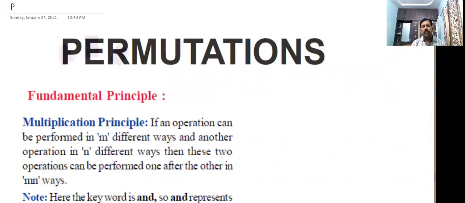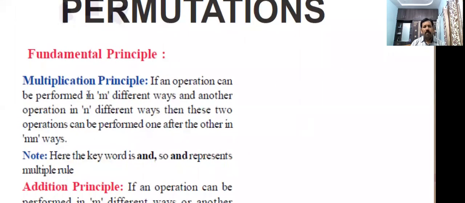So before going to permutations, I want to discuss the fundamental principle. What is the fundamental principle? Multiplication principle and addition principle, two types are there. So what is the multiplication principle?